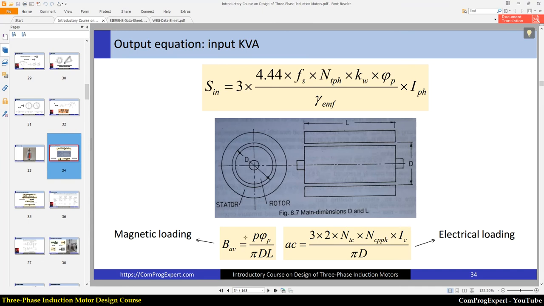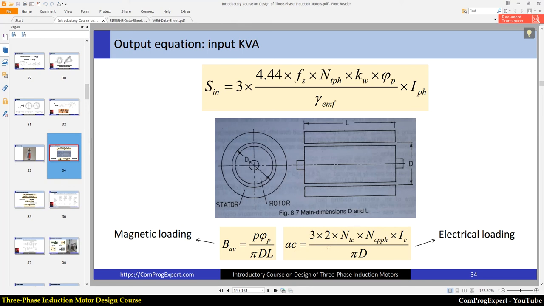For axial flux motor, this definition could be different. And the electric loading is defined as total available ampere conductor divided by perimeter of the air gap. So pi d is the perimeter of the air gap, and this is the total ampere turn generated by the stator winding. We have a three-phase winding, and in each winding we have number of coils per phase. We have this number of coils. In each coil we have two arms. In each arm we have NTC, number of turns per coil, and this is the coil current. So this is the total ampere turn available on the stator winding. So this is the definition of the electric loading.